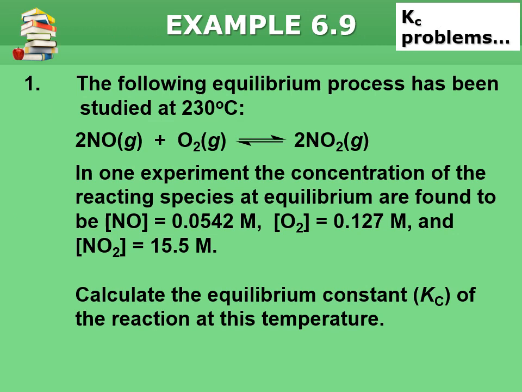Let's do example 6.9. The following equilibrium process has been studied at 230 degrees Celsius. 2NO plus O2 becomes 2NO2. In one experiment, the concentration of the reactant species at equilibrium are found to be, as mentioned in the question. So calculate the equilibrium constant Kc of the reaction at this temperature.